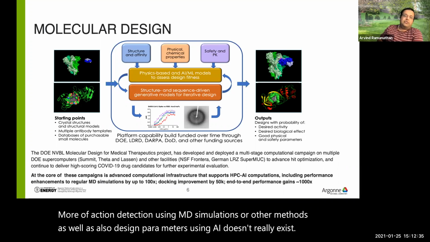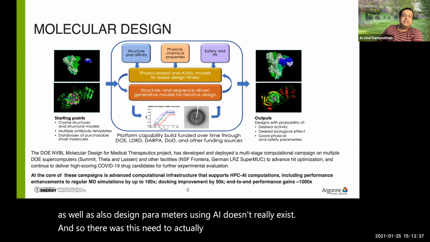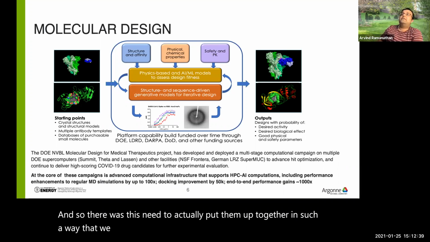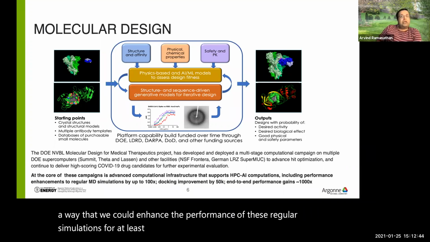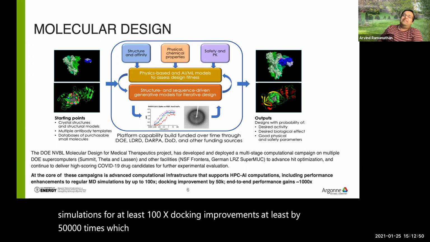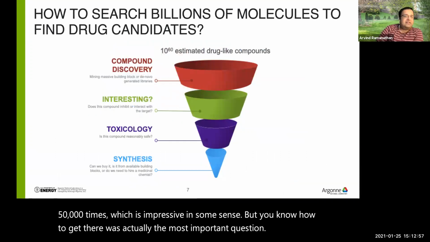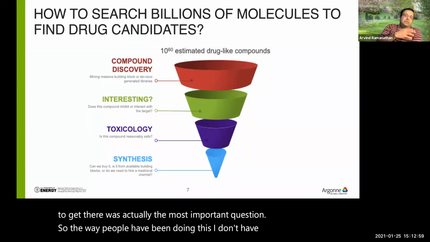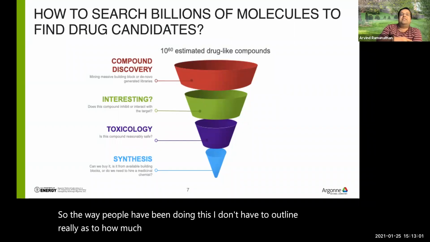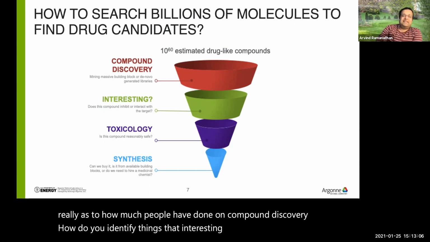And so there was this need to actually put them together in such a way that we could enhance the performance of these regular simulations by at least 100x, docking improvements at least by 50,000 times, which is impressive in some sense. But how to get there was actually the most important question. So the way people have been doing this, I don't have to outline really as to how much people have done on compound discovery, how do you identify things that are interesting, the toxicology aspects as well as the synthesis.